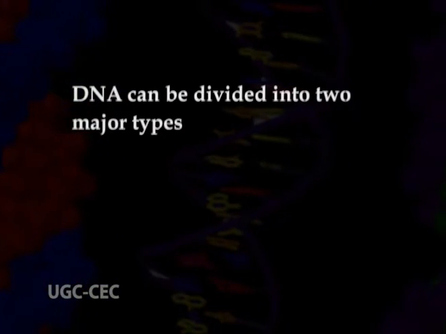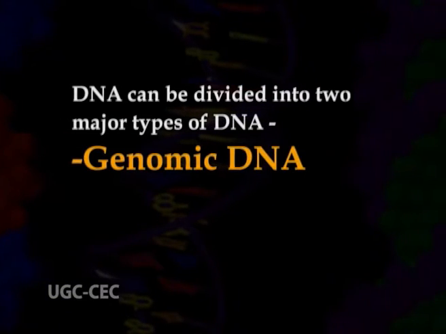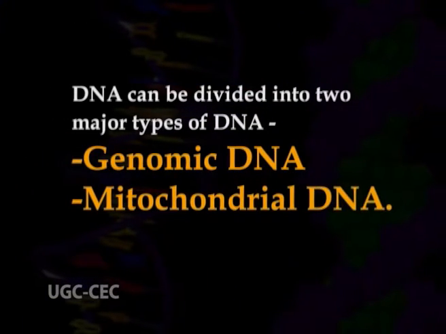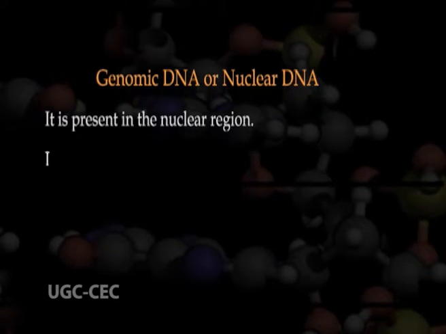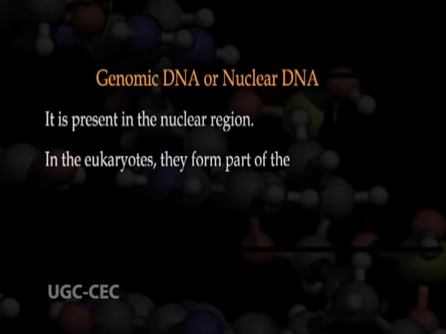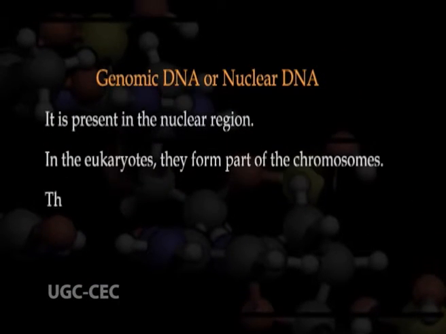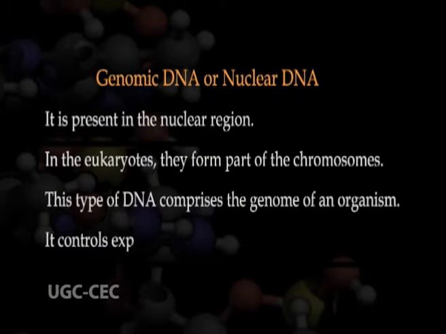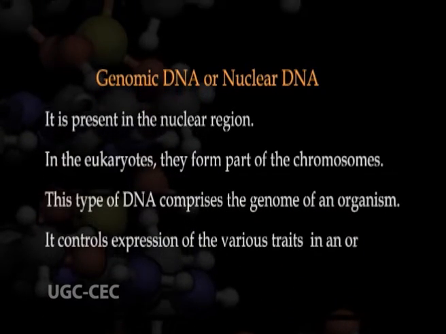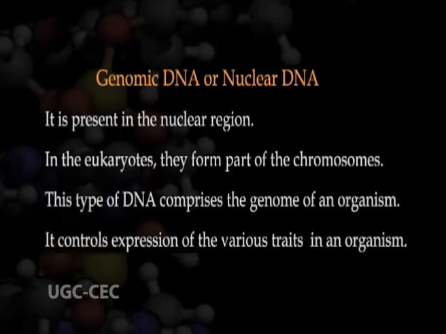On the basis of location, DNA can be divided into two major types, the genomic DNA and mitochondrial DNA. Genomic DNA or nuclear DNA is present in the nuclear region. In the eukaryote, they form part of chromosomes. This type of DNA comprises the genome of an organism. It controls expression of various traits in an organism.